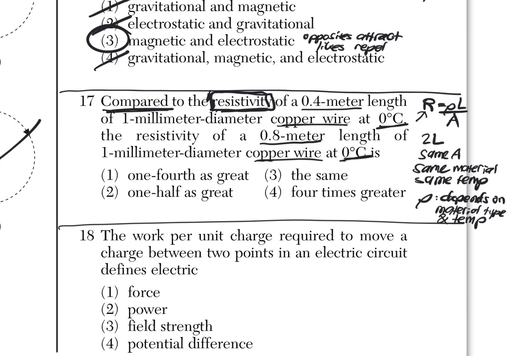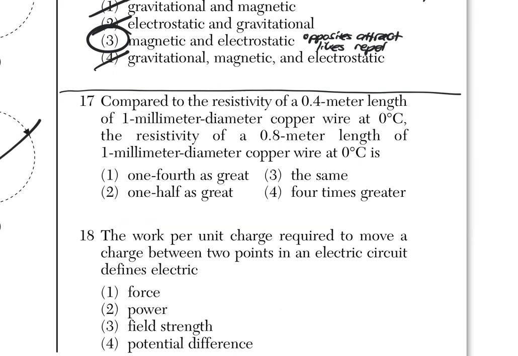They're not asking about resistance, they're asking about resistivity. And resistivity depends on the material type, what it's made out of, and what the temperature is. These two wires are both made out of copper. They're both at 0 degrees Celsius. Yes, I know the resistivity chart refers to room temperature. It doesn't matter. Resistivity depends on temperature and material type. They're both made of copper.